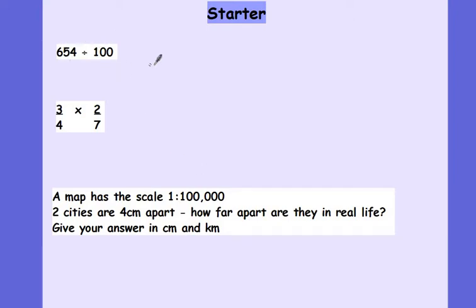Okay, 654 divided by 100, we need to move all of those numbers 2 spaces on our place value table, which will leave us with 6.54.